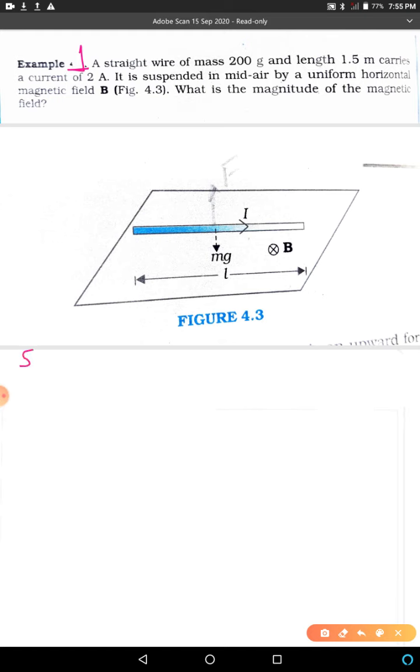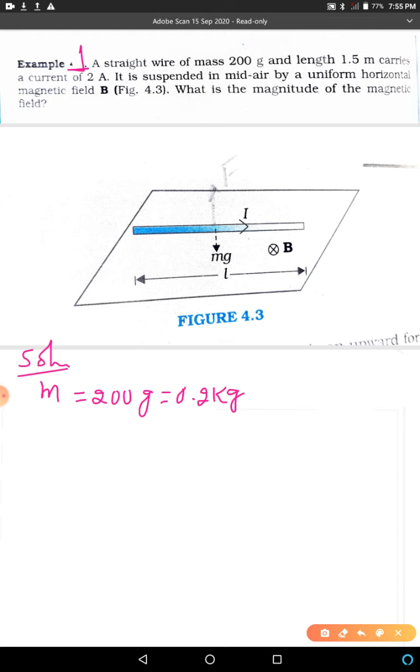Before solving this problem, we should write the things which are given. So solution, you just see the video and write the notes. Solution, so what is given? Read the problem. A straight wire of mass, so mass is given. Mass of the wire m is equal to 200 gram. You know the SI unit for mass is kg. This becomes 0.2 kg.